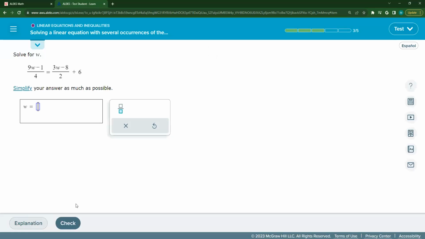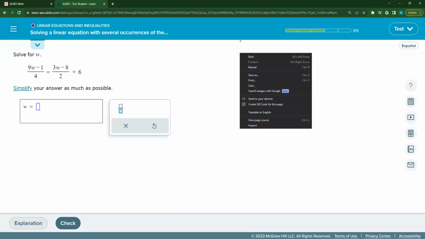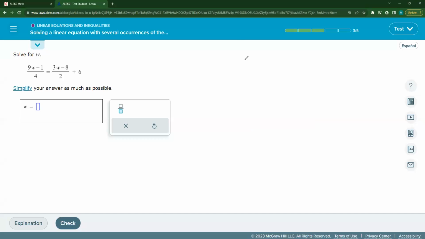We're kind of going to do a hybrid of it. We can get the common denominator, or we can multiply by the LCD. I think I'm going to actually multiply by the lowest common denominator because that will help you a lot more later on if you can get the hang of it. So this is going to be 9w minus 1 over 4. I'm going to automatically just put that in parentheses, equals 3w minus 8 over 2 plus 6 over 1.